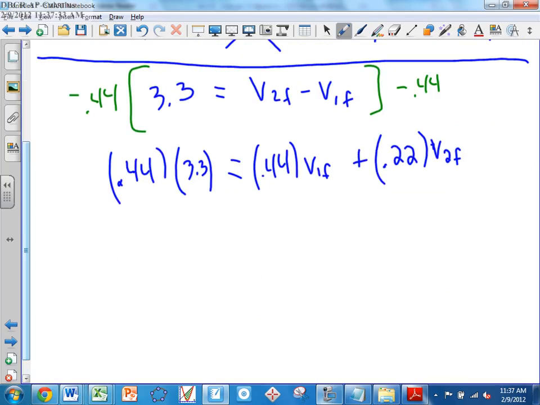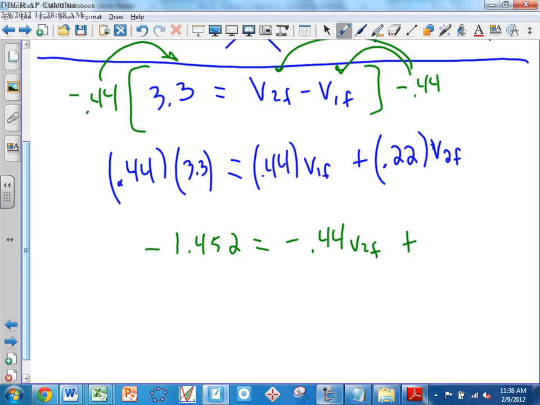So I need to do negative 0.44 times 3.3. Negative 0.44 times 3.3. Not 3, negative 3. Okay. Negative 1.452. I'm distributing this to everything. Remember, this gets distributed to everything in the whole equation. So this becomes negative 0.44 V2F plus, oops, minus.